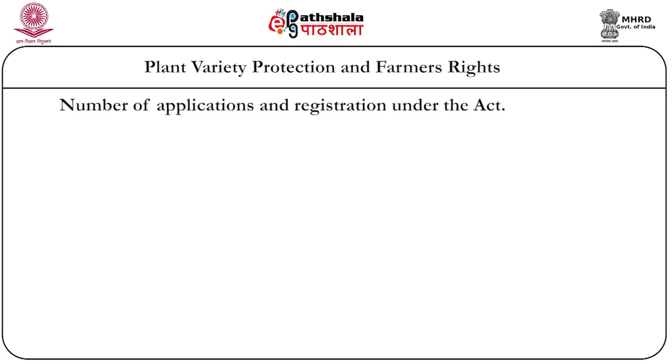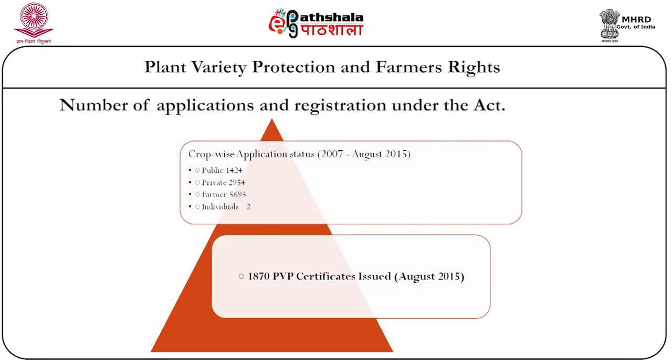Regarding the number of registrations and applications received under the Act, we have a descriptive analysis of it. Until August 2015, there were 1,424 public applications. Private parties have made 2,954 applications. Farmers, who form the majority of the applications, have made 5,693, and individuals have made 2 applications. The total number of certificates issued by the Plant Variety Protection Authority is 1,870 until August 2015. These are the most recent statistics available in this regard.